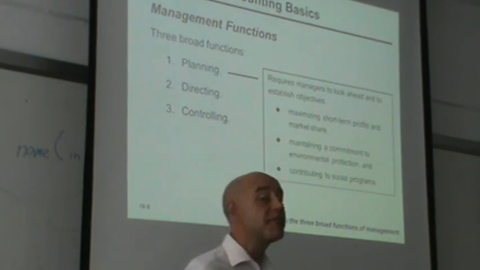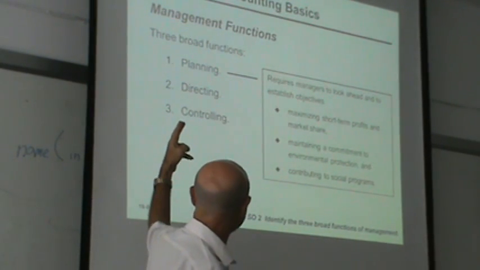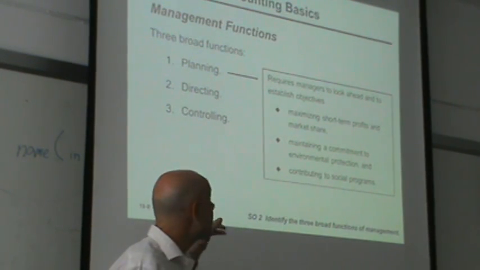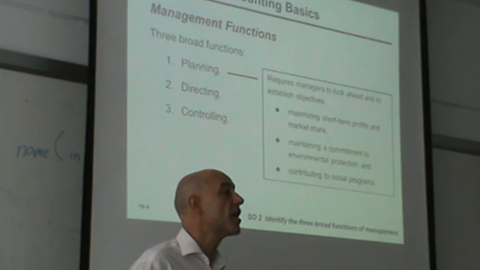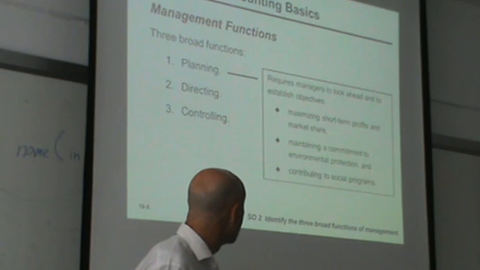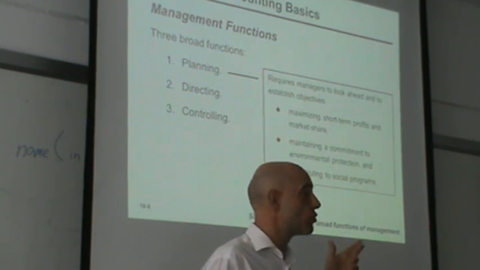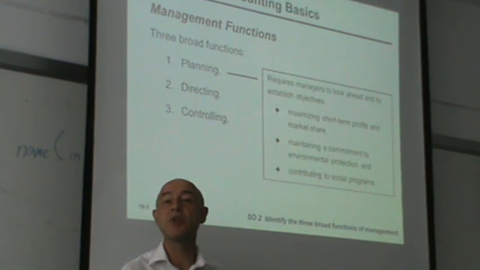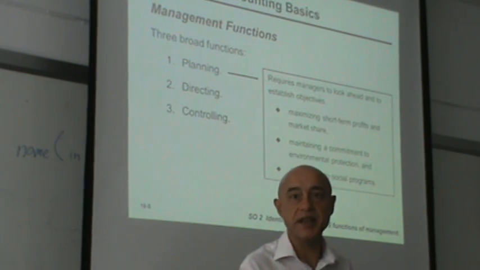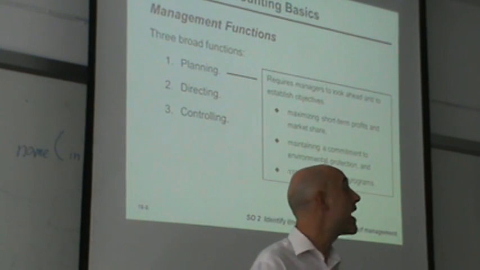We discussed last time the three primary functions of management: planning, directing, and controlling. With planning, you want to plan to maximize your short-term profits, okay? Maybe you protect the environment, social programs, but the primary goal of every business is maximum profit. We also call it profit maximization.